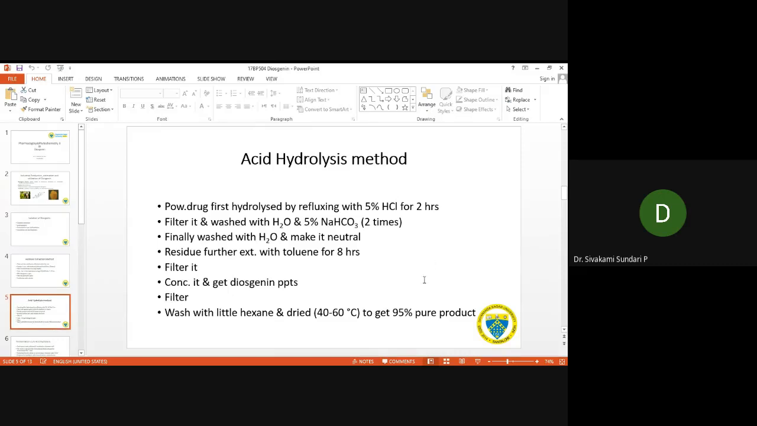Then the acid hydrolysis method. The powdered drug is first hydrolyzed by refluxing with 5% hydrochloric acid for 2 hours. Filter and wash with water and 5% sodium bicarbonate twice. Finally, wash with water and make it neutral.